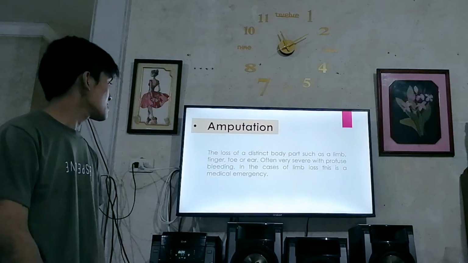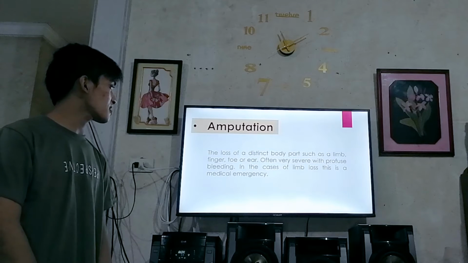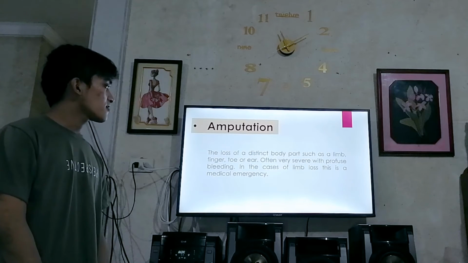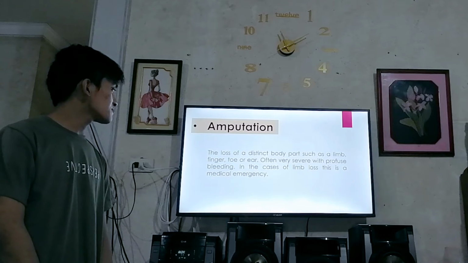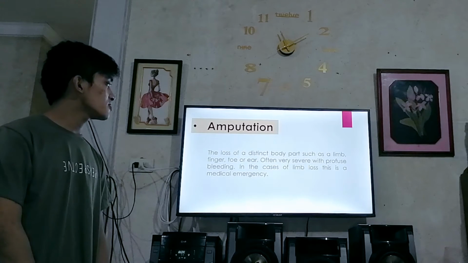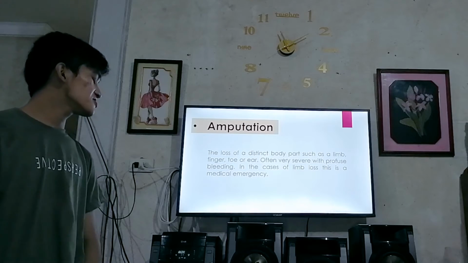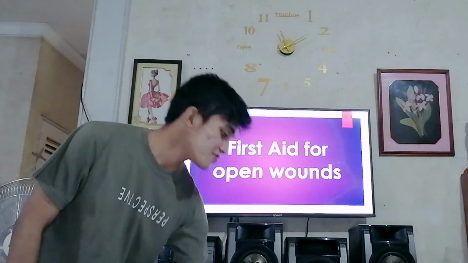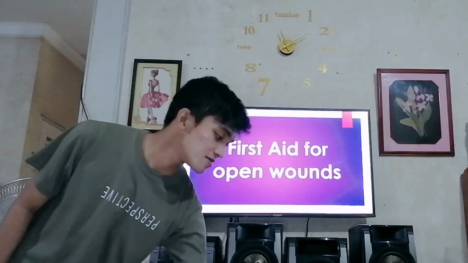Amputation. The loss of a distinct body part such as a limb, finger, toe, or ear, often very severe with profuse bleeding. In cases of limb loss, this is a medical emergency. Example of amputation. First aid for open wounds.